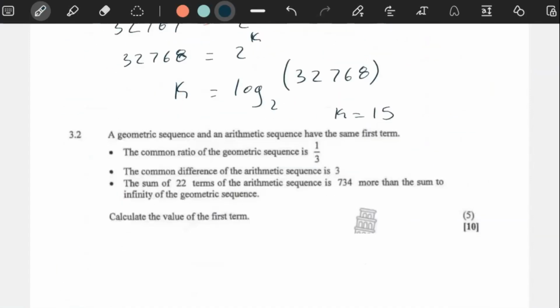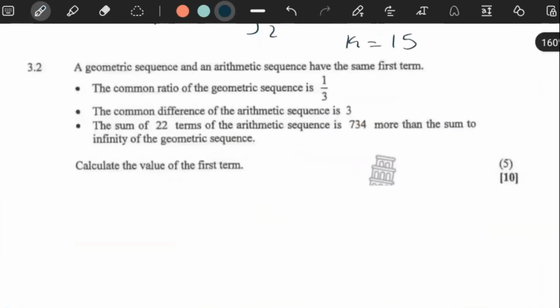Let's move on to 3.2. 3.2 says a geometric sequence and an arithmetic sequence have the same first term. The common ratio of the geometric sequence is a third. The common difference of the arithmetic sequence is a 3. The sum of 22 terms of the arithmetic sequence is 734 more than the sum to infinity of the geometric sequence. Calculate the value of the first term.